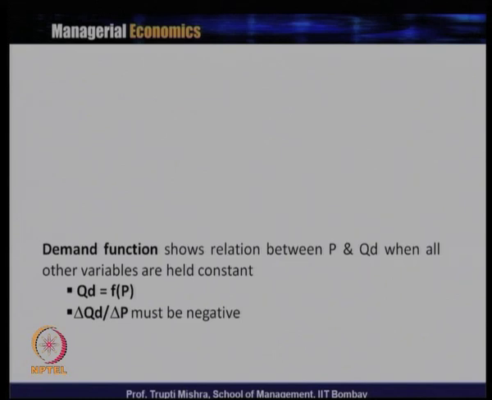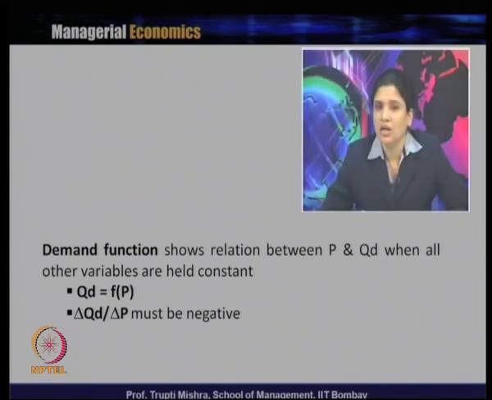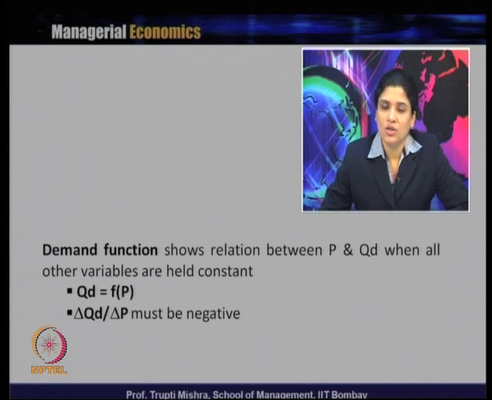Now what is a demand function? So mathematically, when you analyze the relationship between the price and quantity demanded through a demand function, the demand function shows a relationship between the price and quantity demanded, represented as P and QD, when all other variables remain constant. So the relationship of price and quantity demanded in terms of a mathematical function we generally call the demand function.